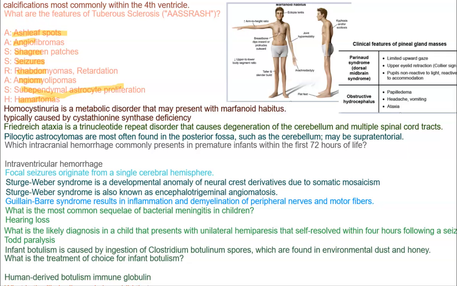So it's a lot to remember. Definitely go through that a couple of times. Make sure you have it down pat. Ash leaf spots, angiofibromas, Shagreen patches, seizures, rhabdomyomas, retardation, angiomyolipomas, subependymal astrocyte proliferation, and hamartomas.